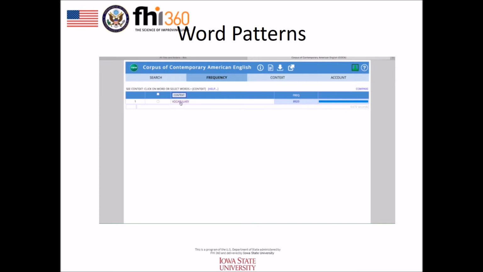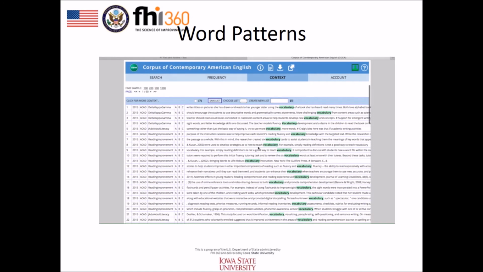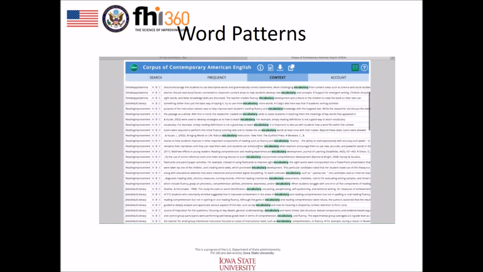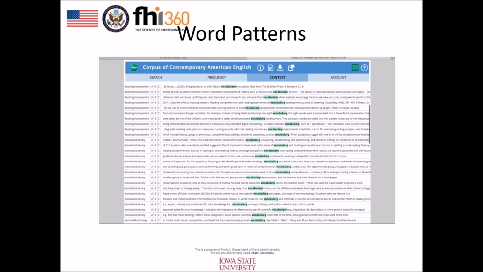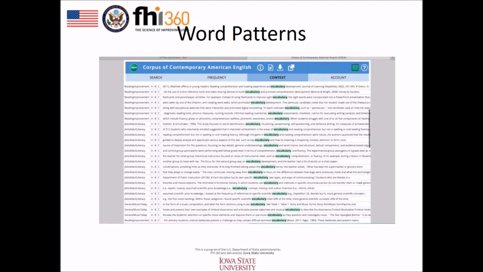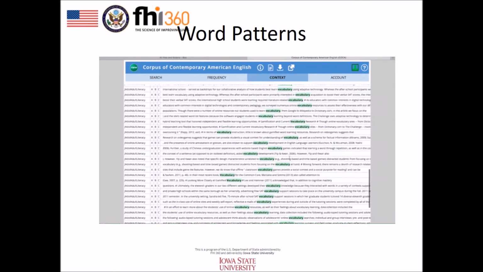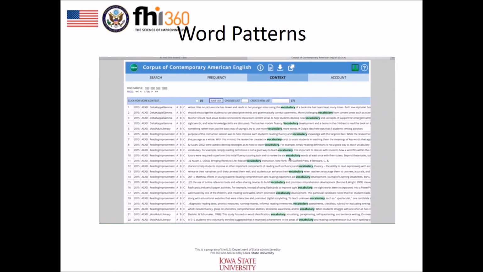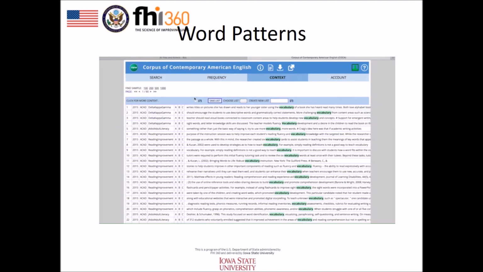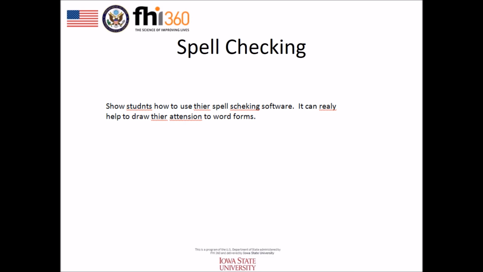After we search it, I click on that, and now I will see a number of what are called concordance lines that feature that target word that we just searched, in this case, vocabulary. So here we can see things like vocabulary development, reading experience aids vocabulary development, and just how the word vocabulary is used in context. And we have hundreds and hundreds of examples of how it's used because COCA is a really big corpus of about 500 million words.